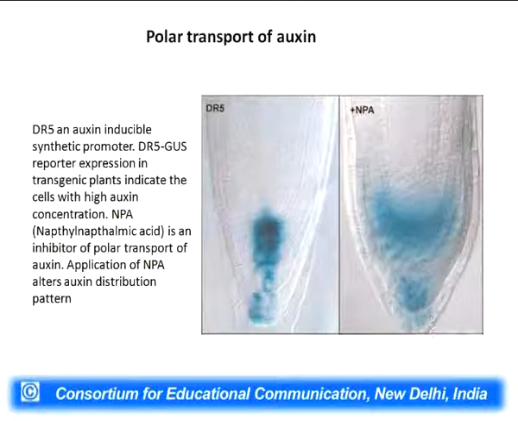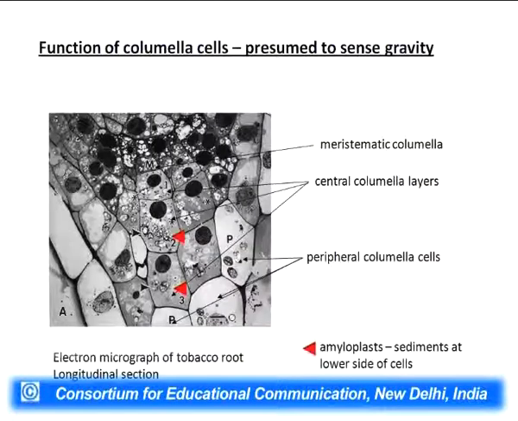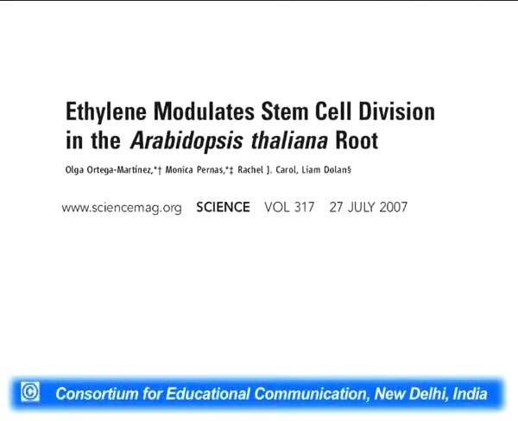misspecifications. You can see here some cells which are called columella cells. They make starch, and so these are the columella cells drawn here. They are the starch making cells. If you give NPA, the starch is also made in other cells. So when you have a lot more auxin, you get much more starch formation, in cells other than columella also. So maybe I'll discuss this starch role and all some other time.